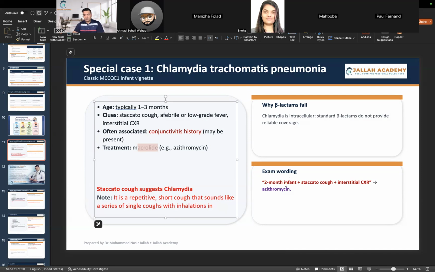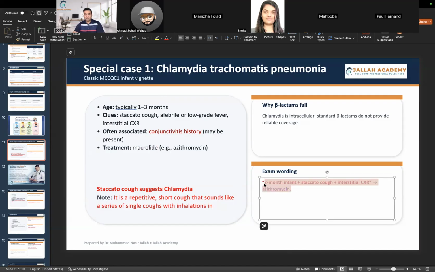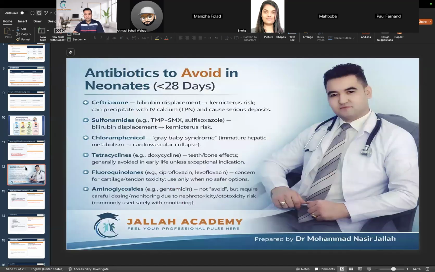Exam wording: 2-month-old infant plus staccato cough plus interstitial X-ray. The best choice is azithromycin. So this might be one of the scenarios that you might get in the licensing exam. Now, antibiotics that you need to avoid in neonates less than 28 days. This is very important. You have to know, and please memorize it before you go for the licensing exam.